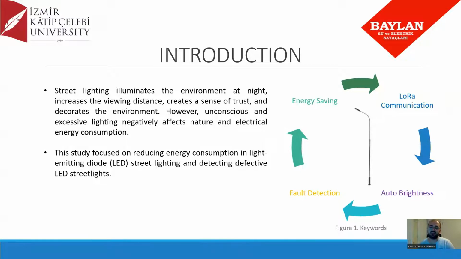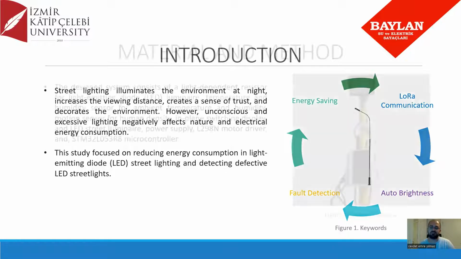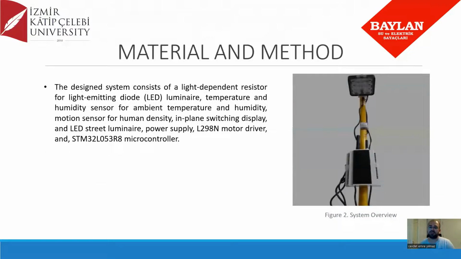This study focused on reducing energy consumption in light-emitting street lighting and detecting defective LED street lights. The designed system consists of a LED luminaire, temperature and humidity sensor for ambient temperature and humidity, motion sensor for human density, in-plane switching display, LED street luminaire, power supply, motor driver, and STM32 microcontroller.